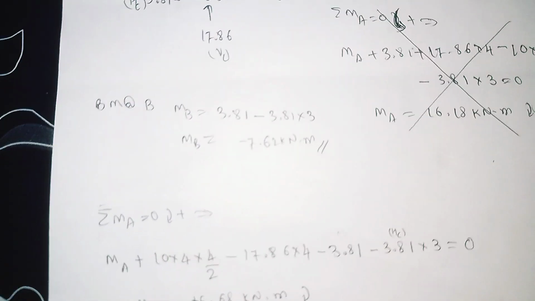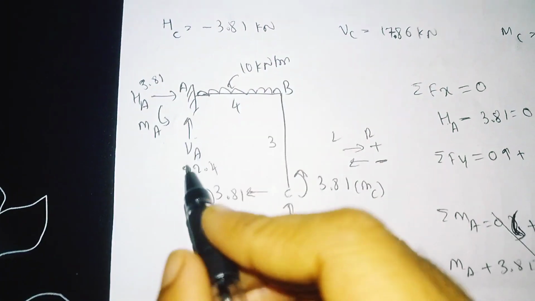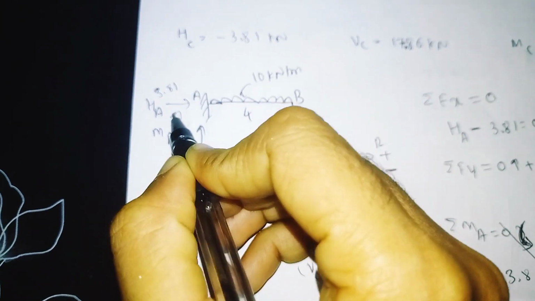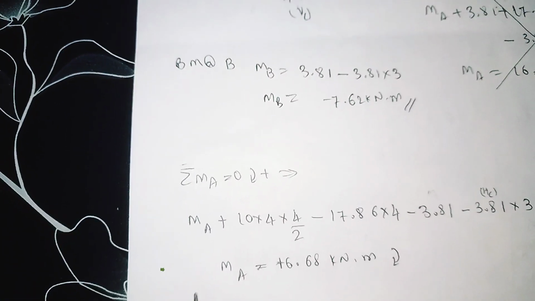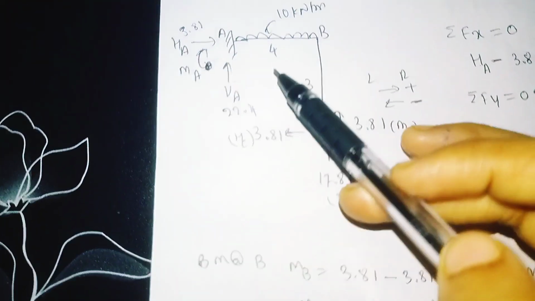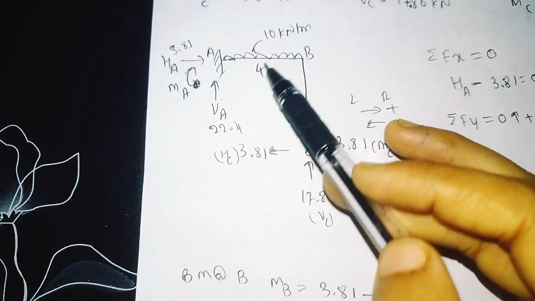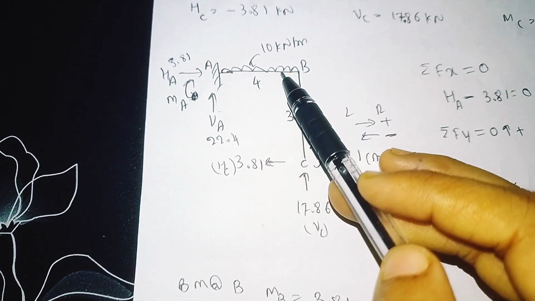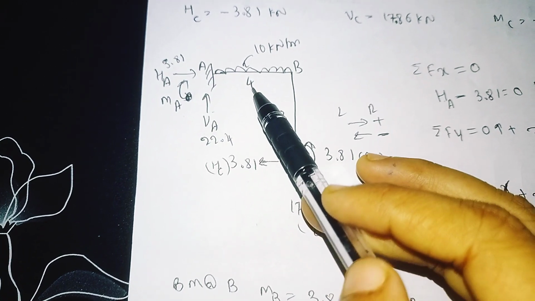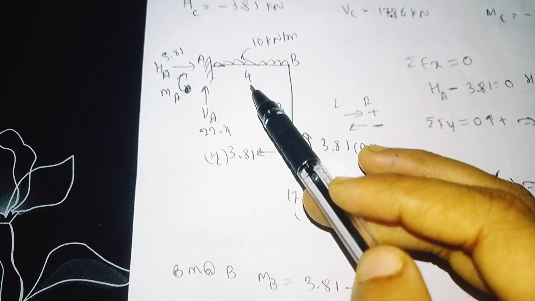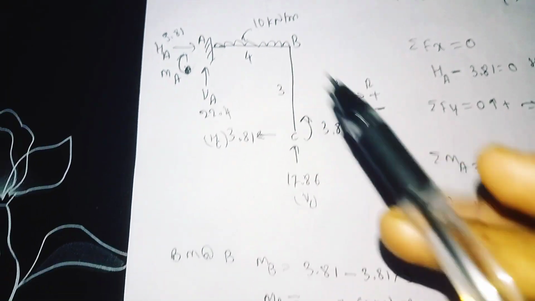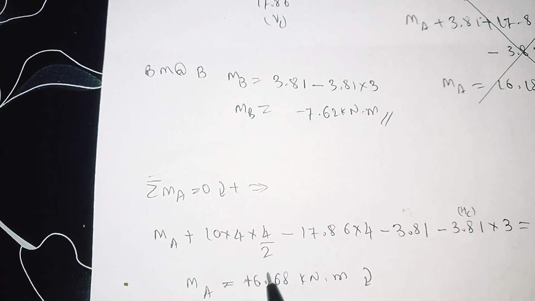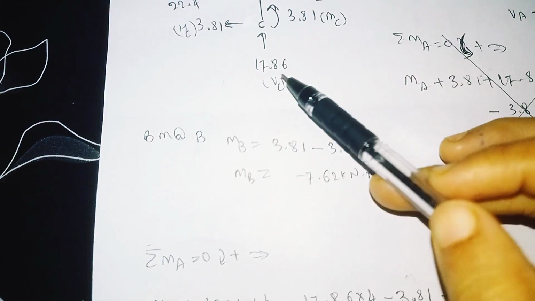And for the moment about point A, clockwise we need to take the positive. So MA, I will take as clockwise like this. Clockwise positive. So MA plus, if we convert the UDL to a point load, it also rotates clockwise. So 10 into 4 into 4 divided by 2, because the UDL always acts at a distance of L divided by 2, and L is our length of 4 meter. So plus 10 into 4 into 4 divided by 2, minus, it also acts anti-clockwise.